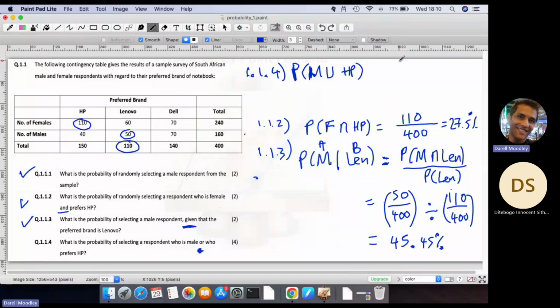All right, here we will use the addition rule, right? And that's in your formula sheet. Your formula sheet would have A and B instead, but I have M and HP. So all I'm going to do is use the same formula, but instead of A and B, I'm going to write M and HP. So this becomes probability of male plus probability of HP minus probability of male and HP.